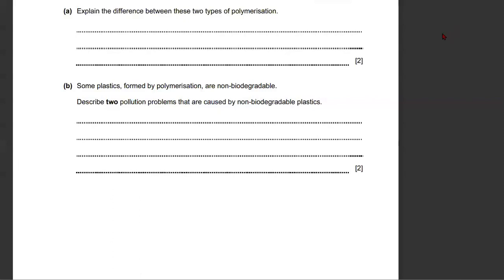Do you get it? Question 2. Some plastics formed by polymerization are non-biodegradable. Describe 2 pollution problems that are caused by non-biodegradable plastics. What pollution problem can they cause?